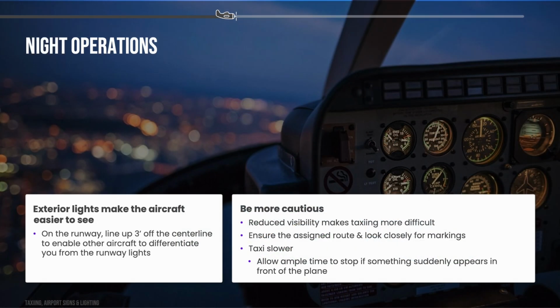Night operations. Now, there's a lot of differences to night operations, so we'll dig into that a little bit here. So the exterior lights, obviously, are going to make that aircraft easier to see. So on the runway, line up within 3 feet off the center line to enable other aircraft to differentiate you from the runway lights.